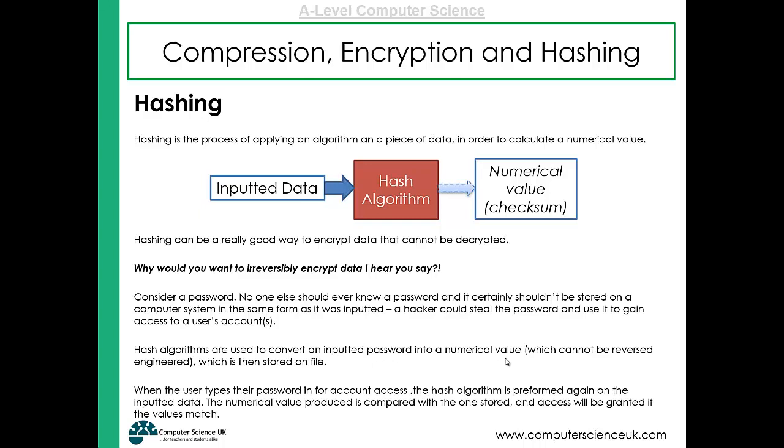So hashing allows us to basically scramble, in this case, a password into a numerical value, or convert a password into a numerical value that can be stored on the system. Every time you type in your password, it goes through the same hash algorithm. If it creates the same number that's stored on the system, it will grant you access. This is a really good way to make sure that your passwords are completely secure, because they cannot ever be read because they're not stored on the system in the form that they were written.